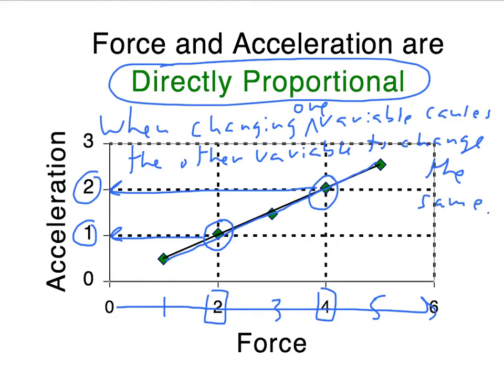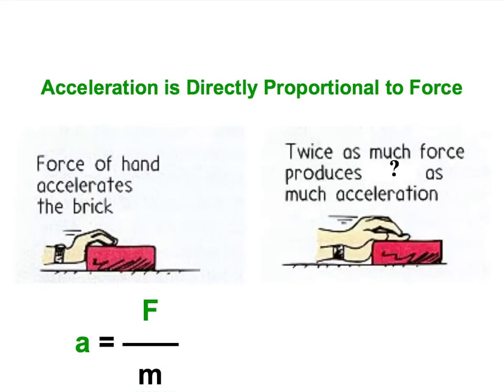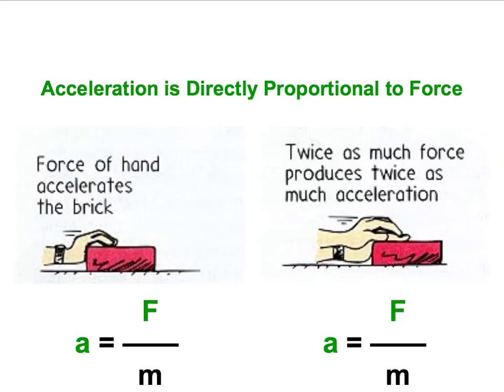So let's take a look at, let's say you have a hand pushing a brick. The force of the hand accelerates the brick. Okay, got it. But what if you have twice as much force acting on it? Two hands. That will produce how much acceleration? So, for example, we will get twice as much acceleration.